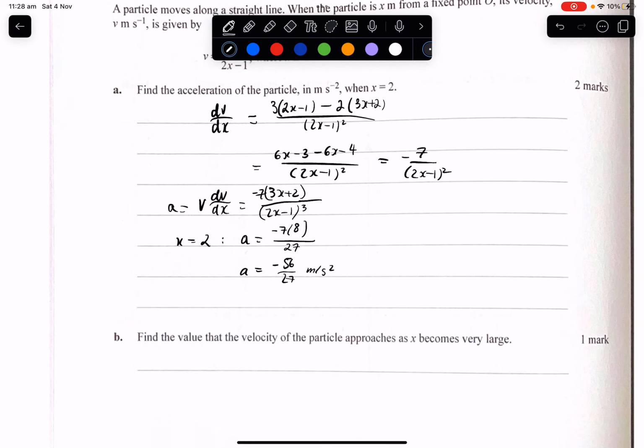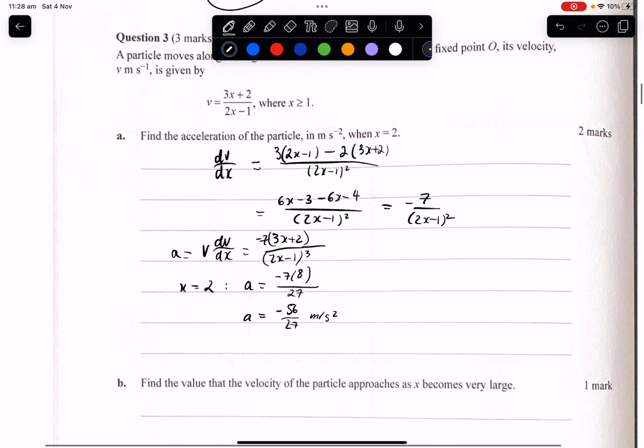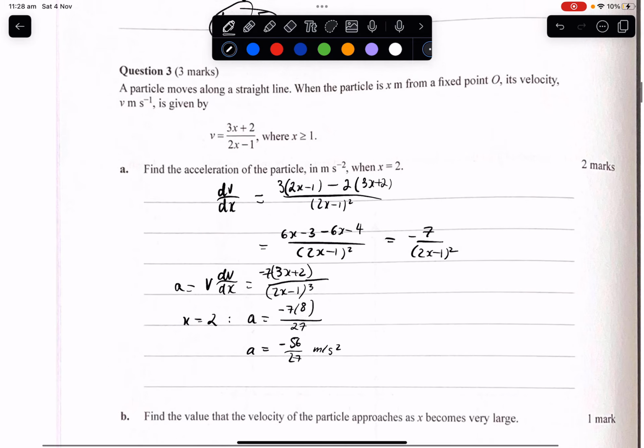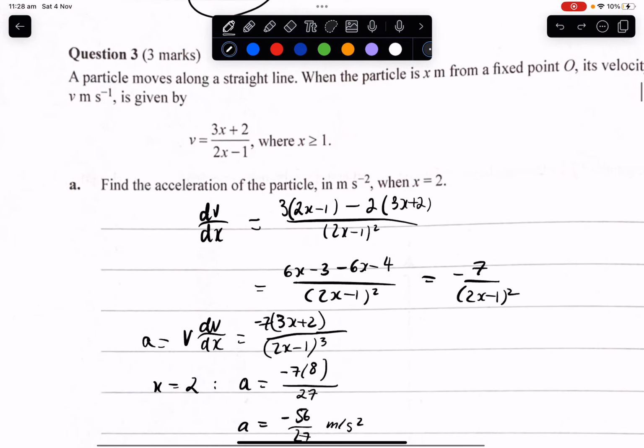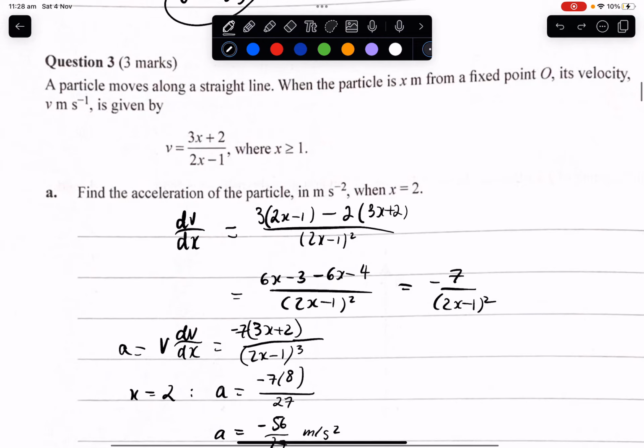Find the value that the velocity of the particle approaches as x becomes very large. So what they mean here is just as x goes to infinity. It's probably a bit more difficult to see because if you just sub in infinity here, you get infinity over infinity. So you might want to separate this out into two fractions and it'll be more clear. So if you just divide 2x minus 1 into 3x plus 2, you've got 3 over 2 here.